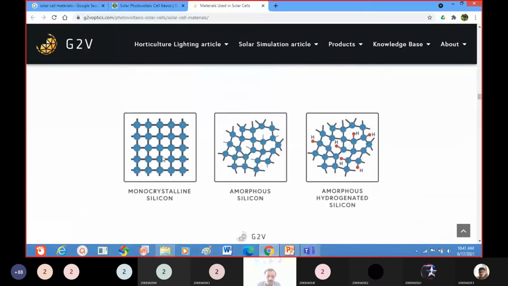See here. If you take monocrystalline silicon, that has long range periodic order. If you take amorphous, that order is missing, and there are so many gaps here and here. So these are the amorphous silicon materials. This is the hydrogenated amorphous silicon material.